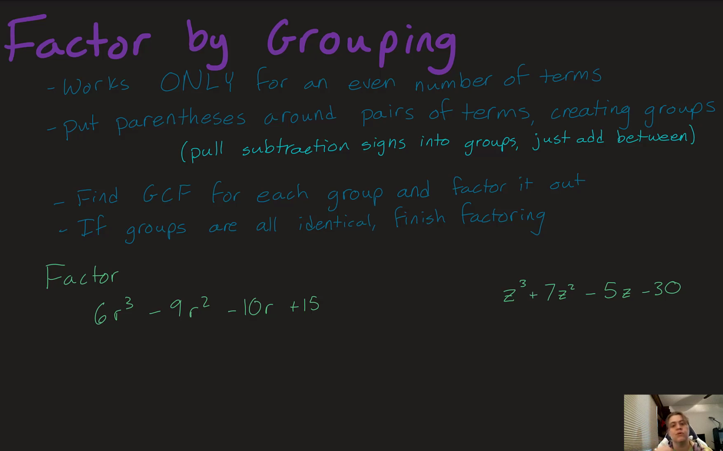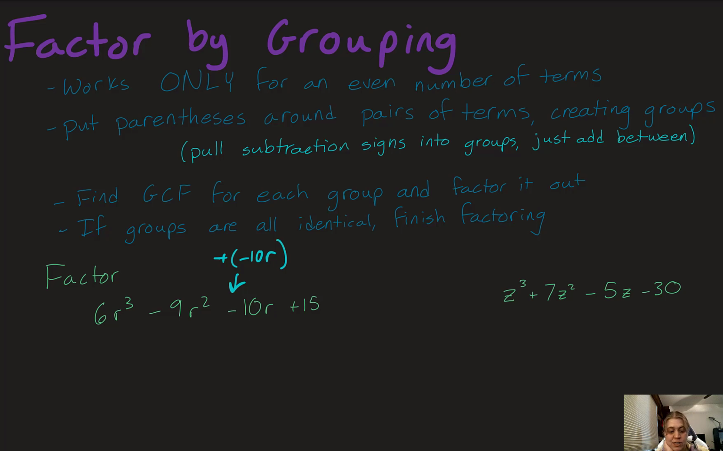So like 4, or technically you could do this with 6, but it's usually done with groups of 4. And you're going to put parentheses around pairs of terms, creating groups. Make sure that you pull subtraction signs into the group, not just leave them in between the groups. So like this guy right here, this is going to become negative 10r with a plus sign out in front of him. Okay, that's how you've got to think about these guys.